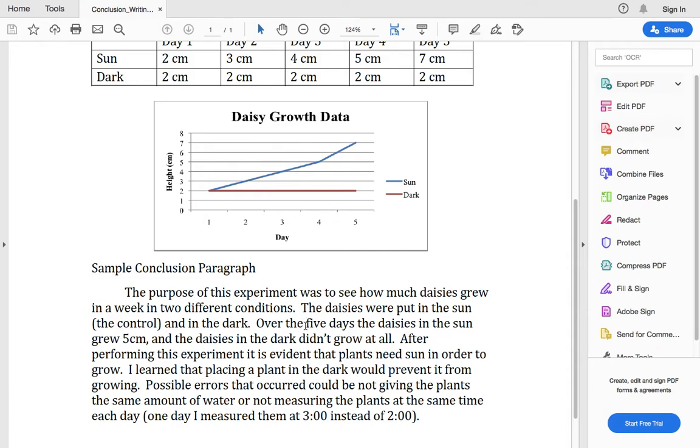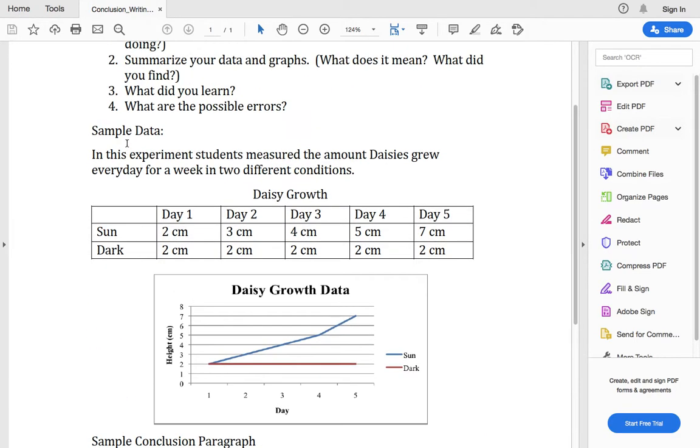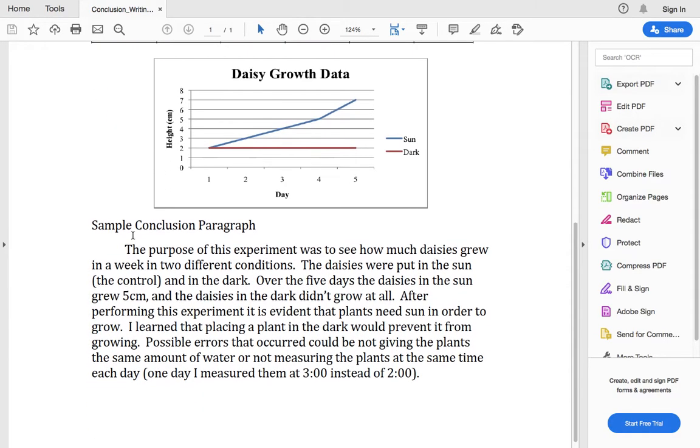Over 5 days, the daisies in the sun grew 5 centimeters. The daisies in the dark did not grow at all. After performing this experiment, it is evident that plants need sun in order to grow. I learned that. That's the answer for number 3, right? What did you learn? It's a great question. Actually use the question in your answer. I learned that placing a plant in the dark would prevent it from growing.